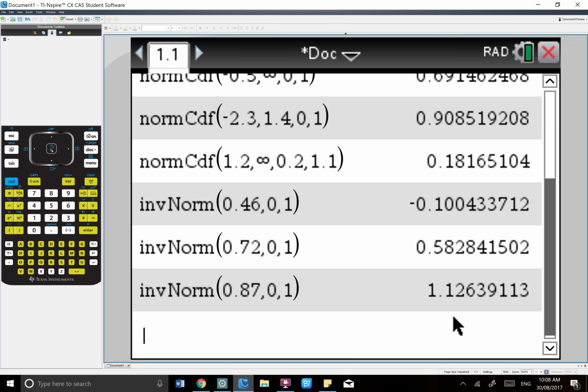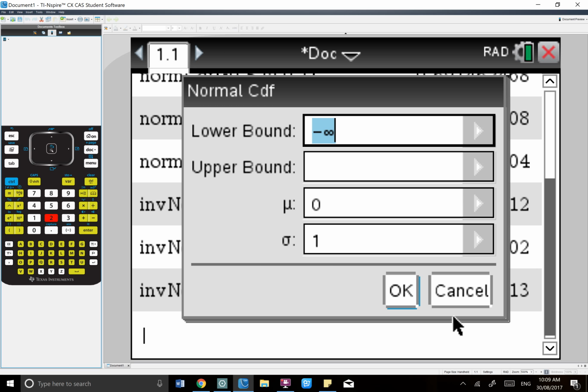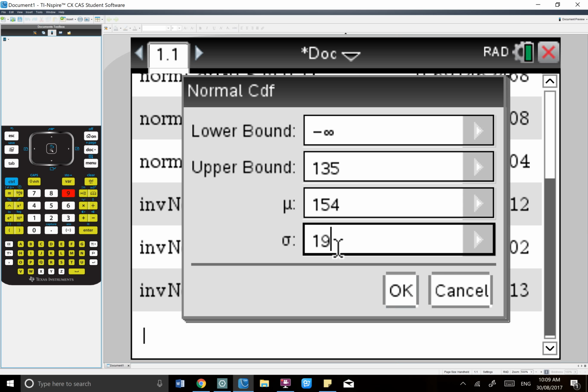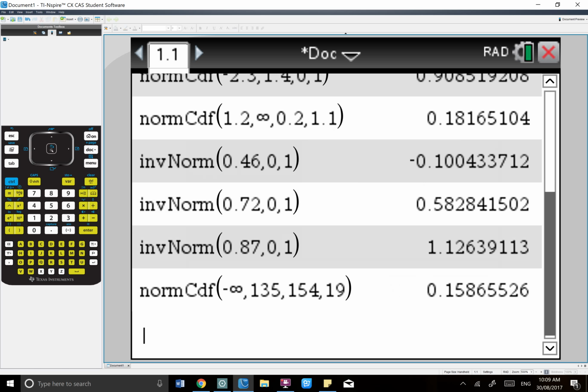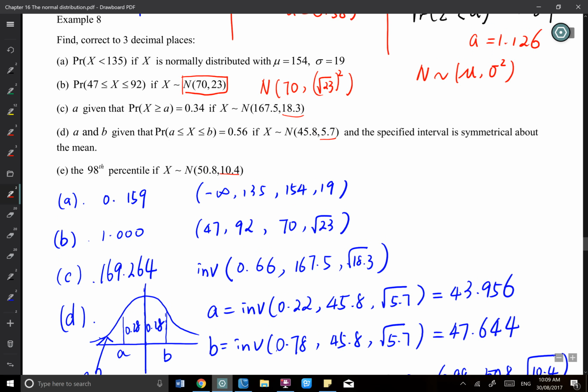It's very straightforward. Menu 552. When you want to find area, you use normal CDF. So you want less than 135, which is negative infinity to 135 with mu 154 and standard deviation 19. Just type all the information in. You're looking for probability, so you use normal CDF. Then the probability is 0.159, 3 decimals. Same as B, just be careful, the standard deviation you put must be square root 23.